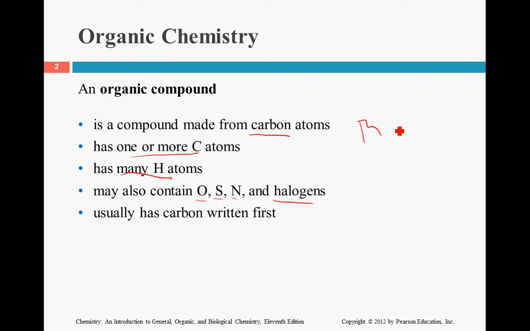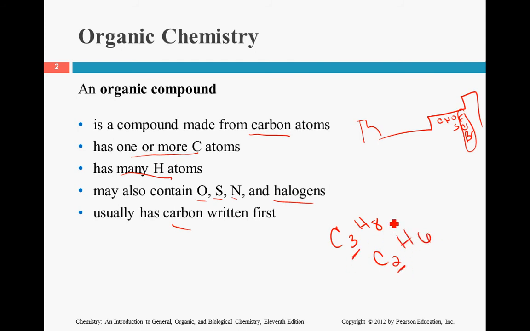When we're looking at halogens, what we're referring to is this group right here with like fluorine and chlorine and bromine. Those are the halogens. So it has carbon, nitrogen, oxygen, sulfur, and the halogens. When we're writing it, the carbon's usually written first. So, for instance, C3H8 or C2H6. Carbon's always written first.